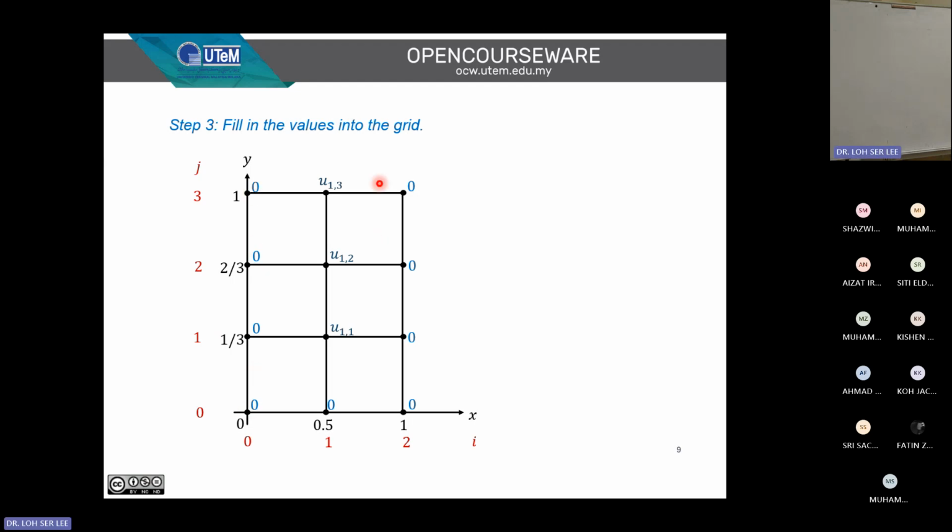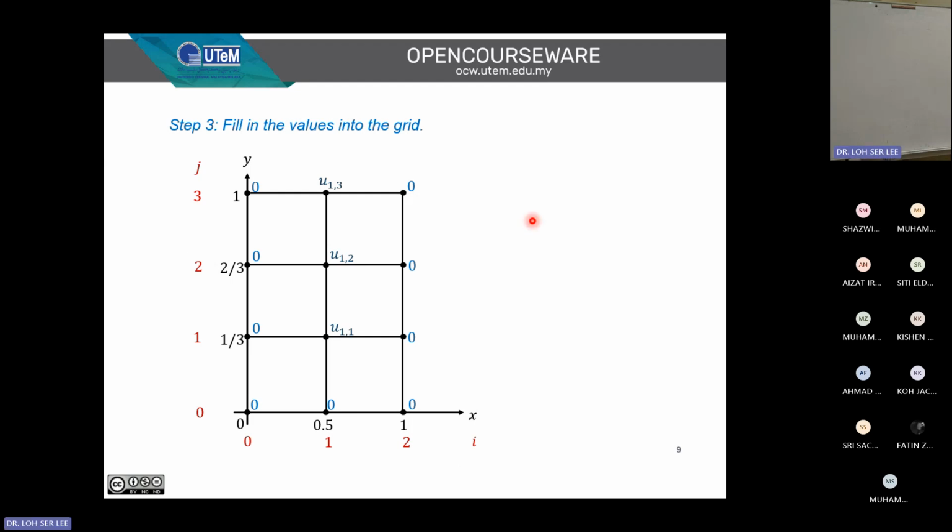After you substitute all the boundary and initial values, you label the internal points. But in this labeling, we do not use the x, t; we use i, j. So for this point, you have 1, 1. That's why the label for this is u1,1. This one is 1, 2, so this is u1,2. And u1,3. This is how we label the internal points by using the axes.